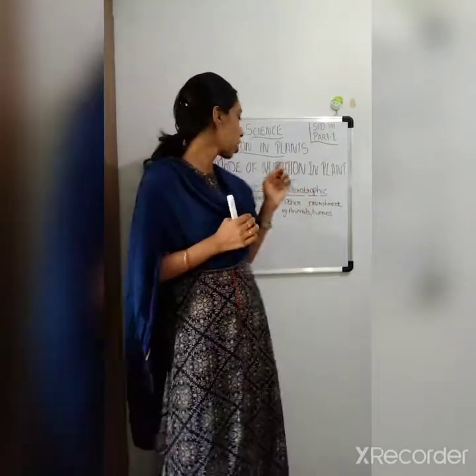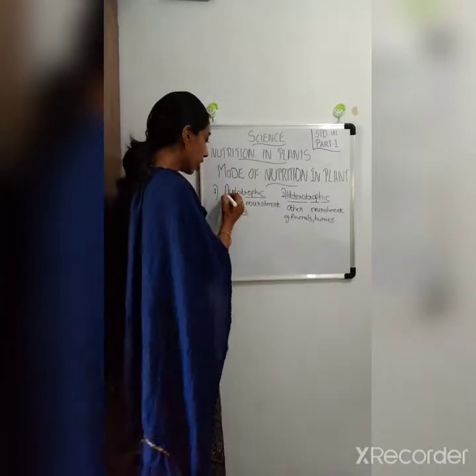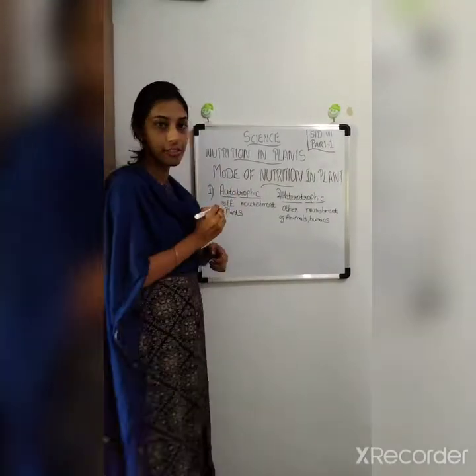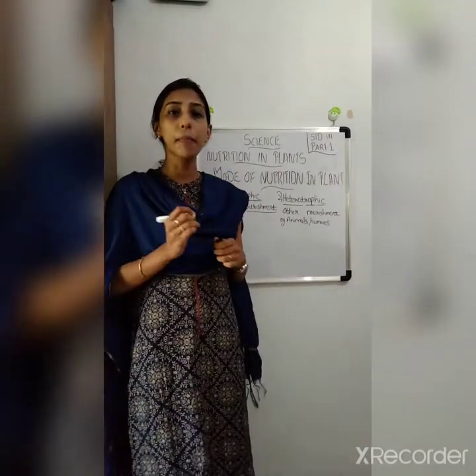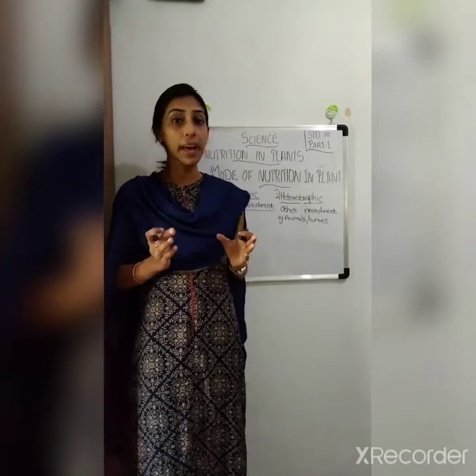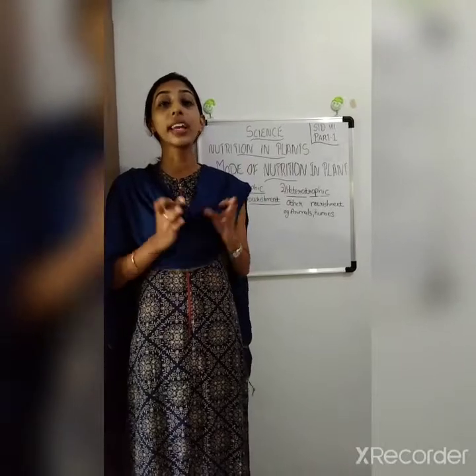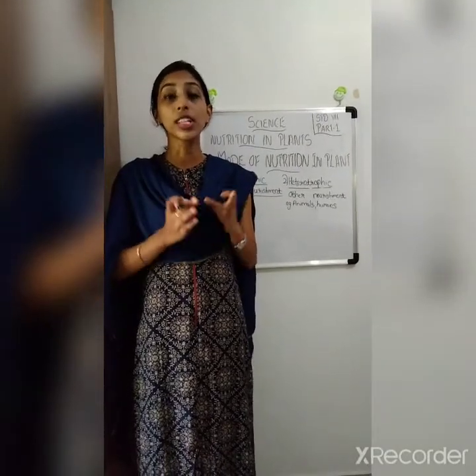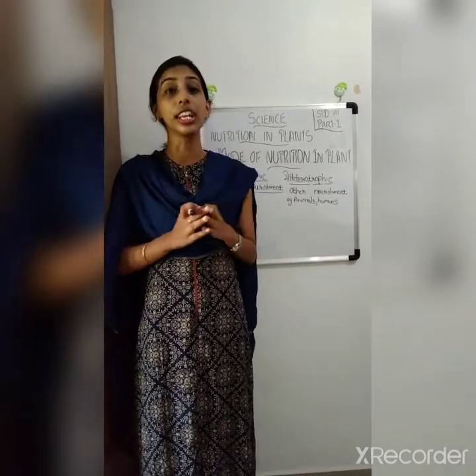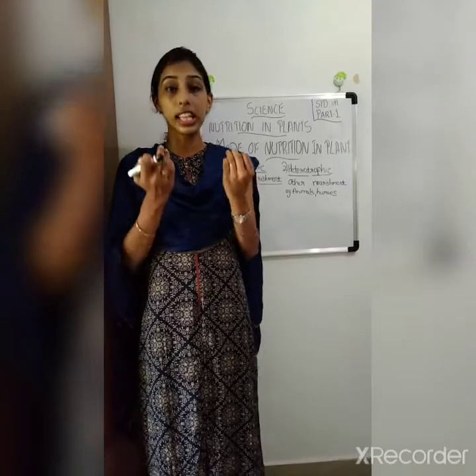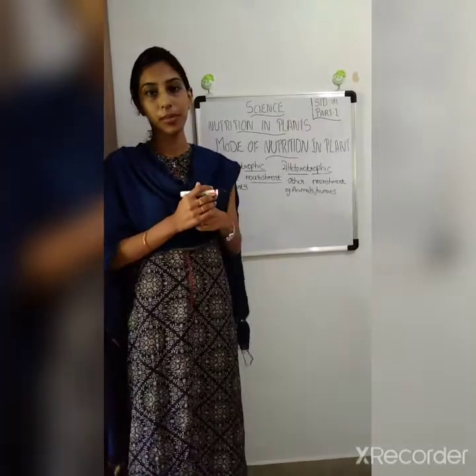First, let's check out autotrophic nutrition. As you can see, the word auto means self and trophic means nourishment. So think about the organisms which prepare their own food. Yes, plants prepare their own food, so they are known as autotrophs. And the mode of nutrition in which plants prepare their own food is known as autotrophic nutrition.